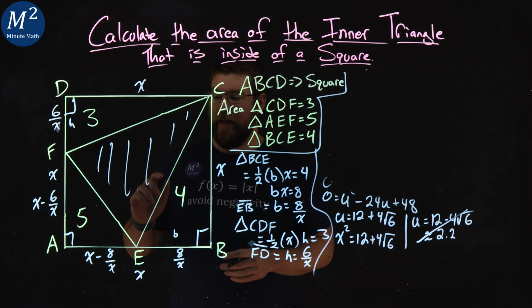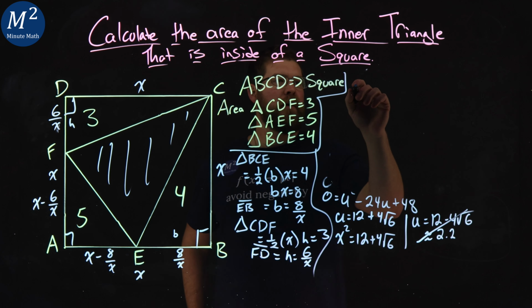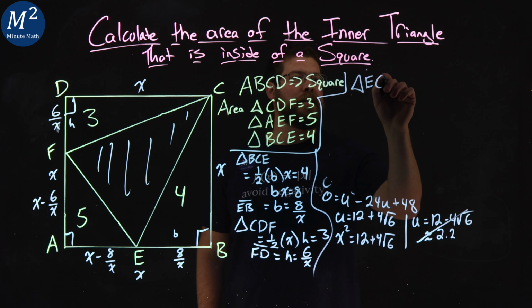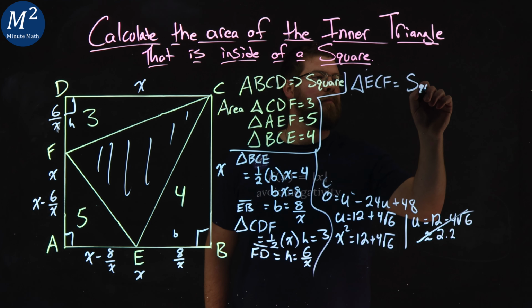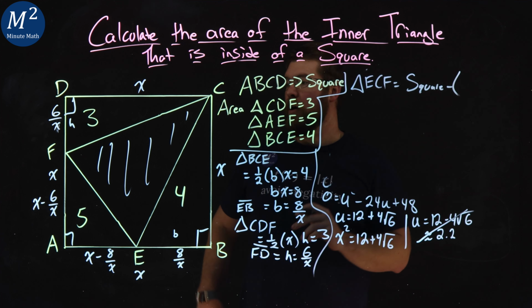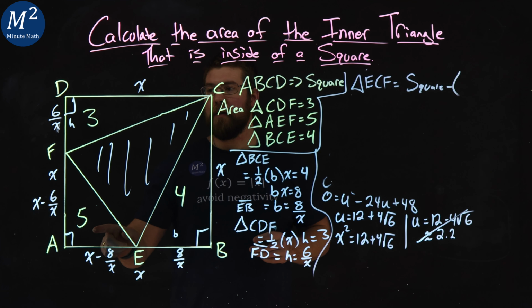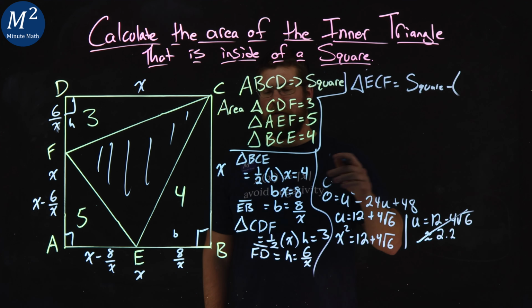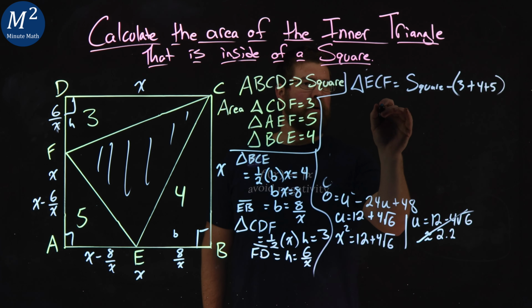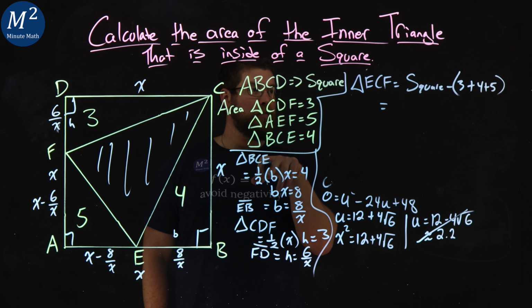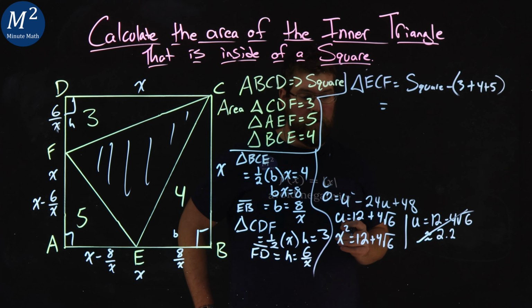All right, so we want to find the area of ECF. So triangle ECF is equal to the area of our square minus all these other parts, the triangles, right? Each little triangle, which is 3 plus 4 plus 5. So keep on going. Our triangle ECF is equal to our square, again, minus 3 plus 4 plus 5.